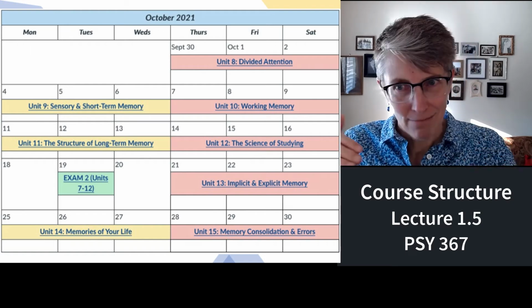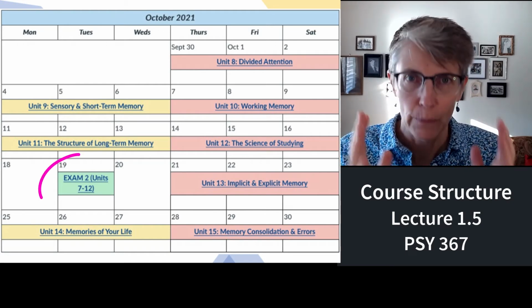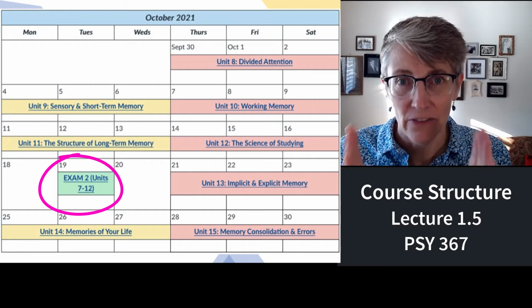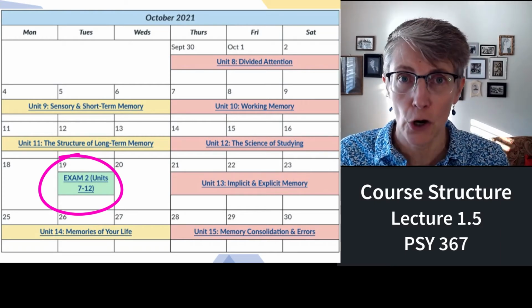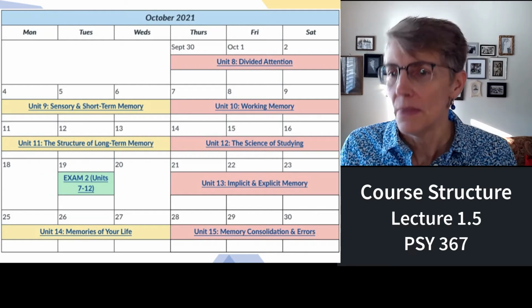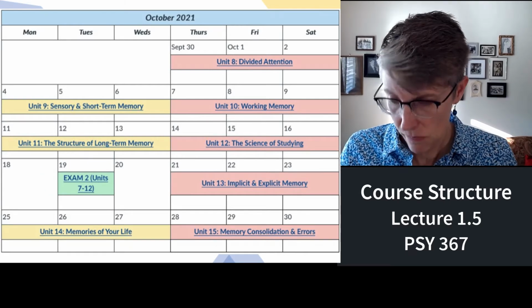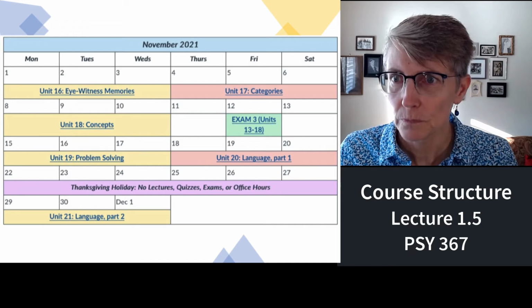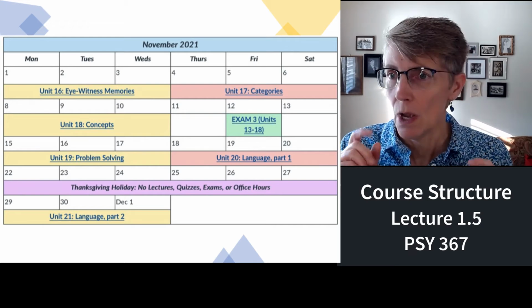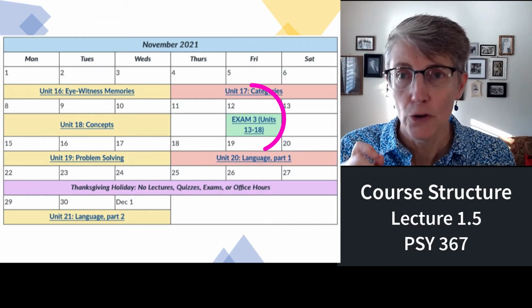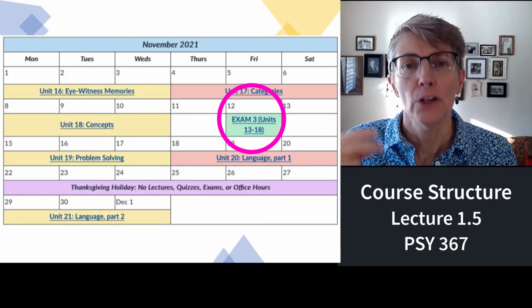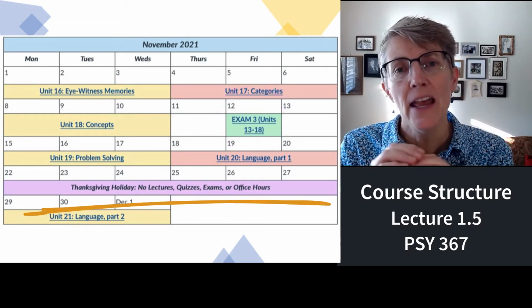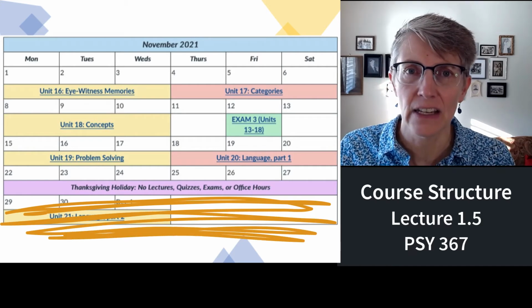Unit 8, 9, 10, 11, 12, then we get Exam 2, right? Available for 24 hours on the day of Tuesday, October 19th. Then another 6 units until we get to Friday, November 12th, and then you'll have Exam 3. You'll do 2 more units, and then we hit the week that Thanksgiving is in.